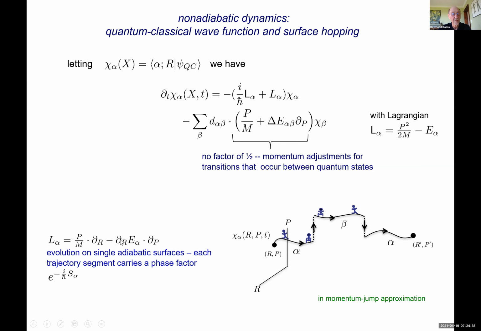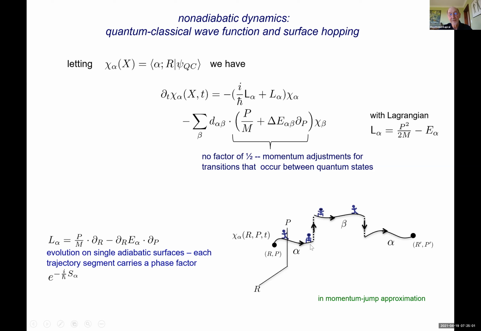Now it's very simple. It's just the evolution on a single adiabatic surface. It involves a phase factor that's actually just the Lagrangian associated with that state. And it involves a coupling term that looks similar to the one that you saw in the quantum classical Liouville equation. However, there's no factor of a half.